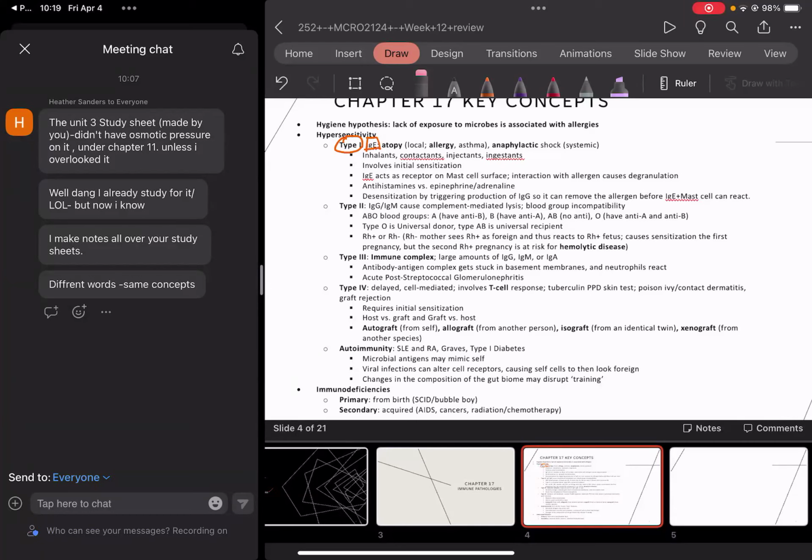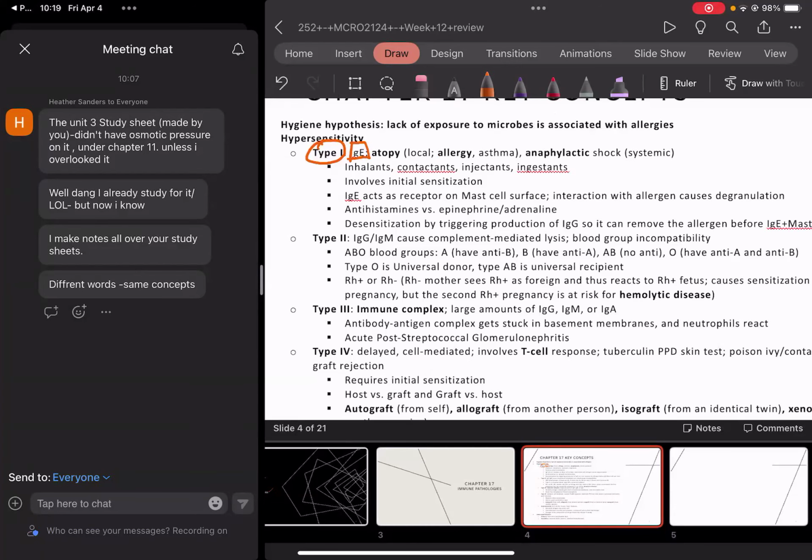These responses can be triggered by inhalants that you breathe in, contactants that involve surface-to-surface contact, injectants where an allergen is injected into the body or bloodstream, and ingestants where you get it through eating or drinking, ingesting it into the GI tract. All of these responses require an initial sensitization, just like when I got the chickenpox.